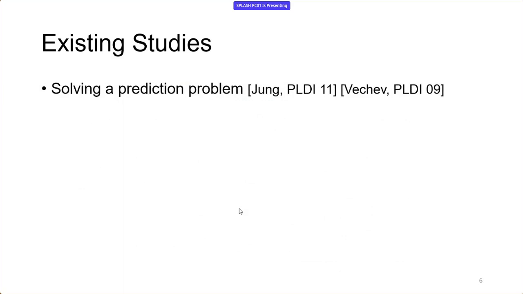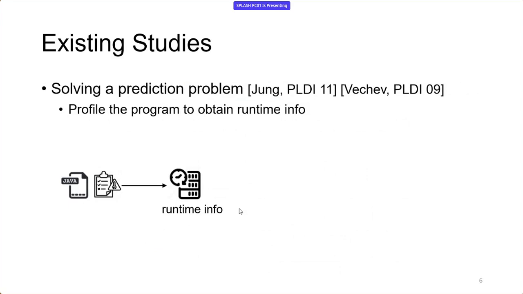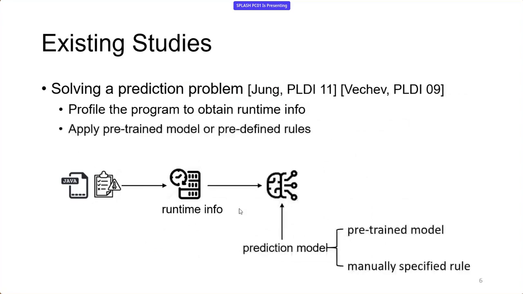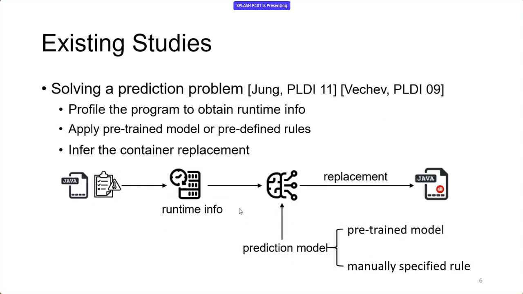The other line of work tries to solve a prediction problem. Similar to the first line of work, they also need to execute the program automatically to get some runtime information, for example, the number of elements in the container objects. Then they apply a pre-trained machine learning model or predefined rules to this runtime information, get the strategy of the container replacement, and generate the new program.